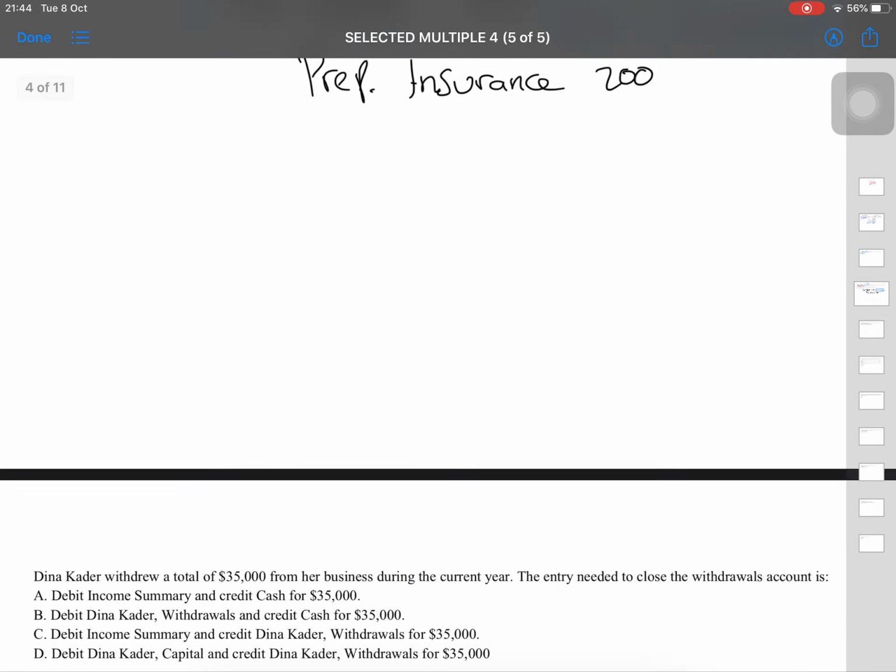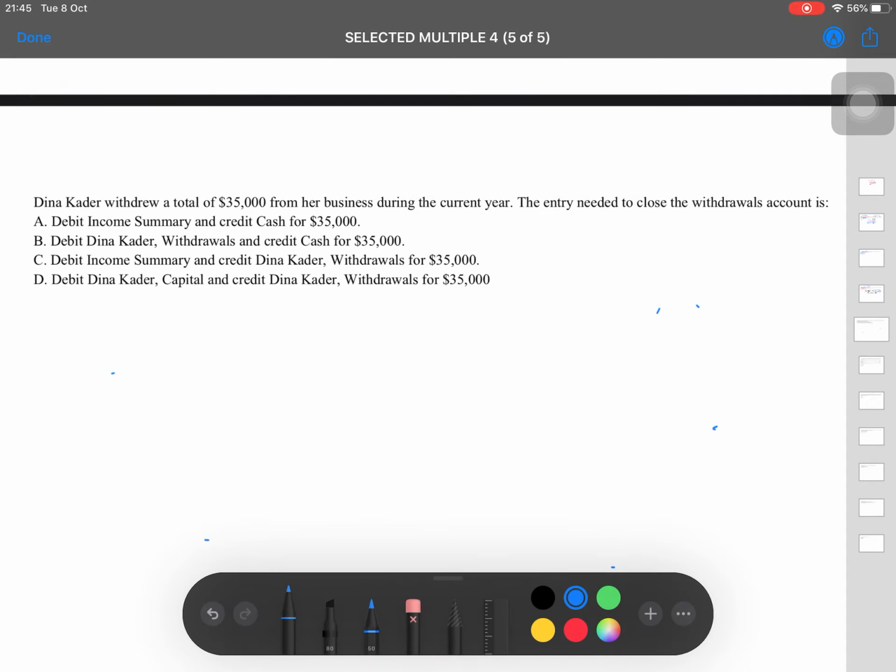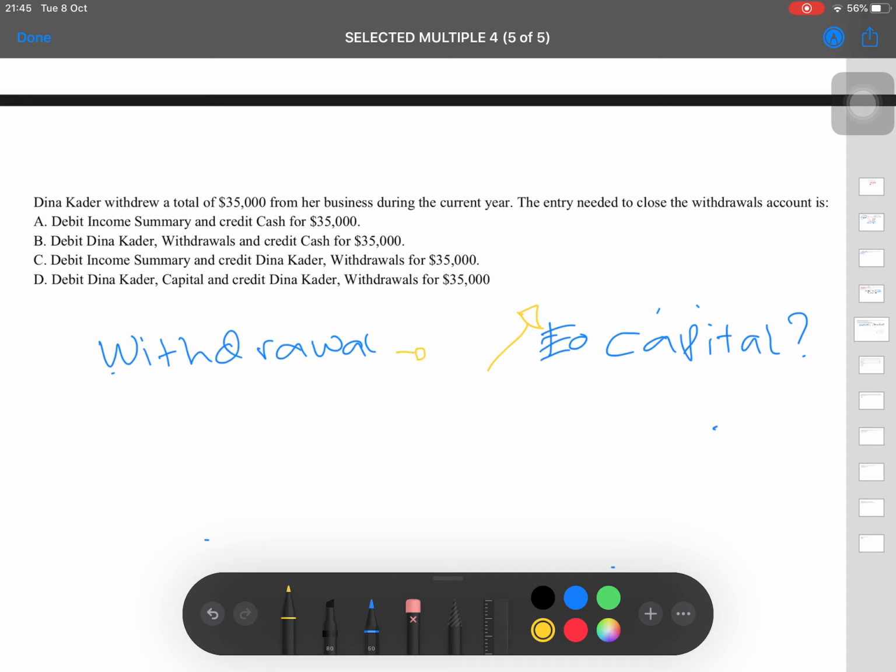And then let's continue to the fourth question. Dina Kader withdrew a total of $35,000 from her business during the current year. The entry needed to close the withdrawals account is. What is the effect of withdrawal on the capital? Does withdrawal increase the capital, or decrease the capital, or no change?